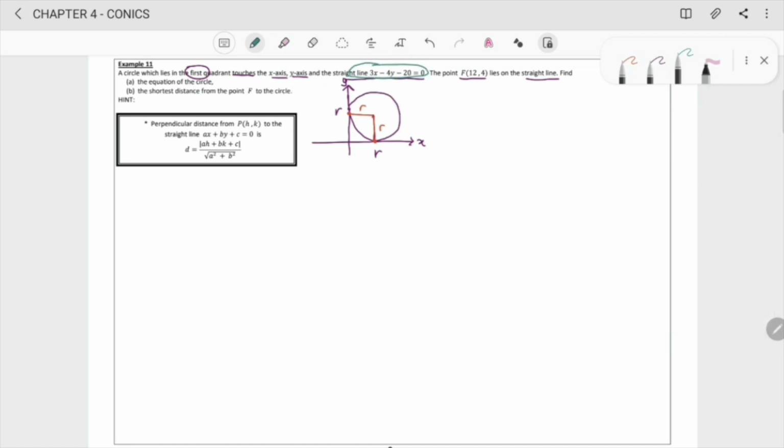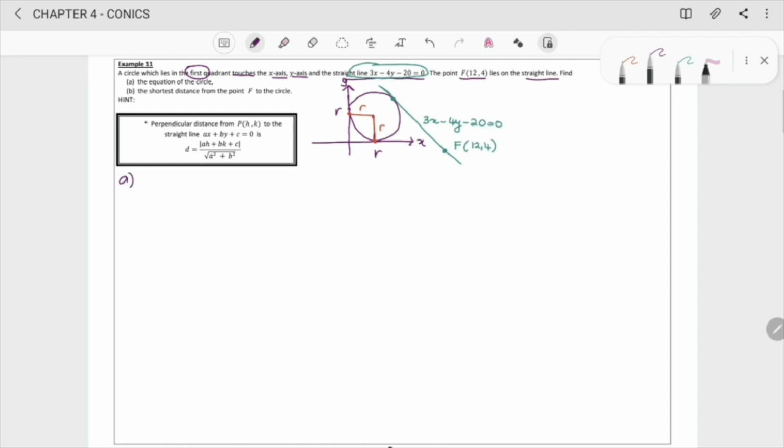The line touches the circle, just wherever it touches, just a sketch. So let's say it touches at that point. This line is 3x minus 4y minus 20 equal to 0. Then let's say we have F here on this line, which is (12, 4). So the first question is finding the equation.